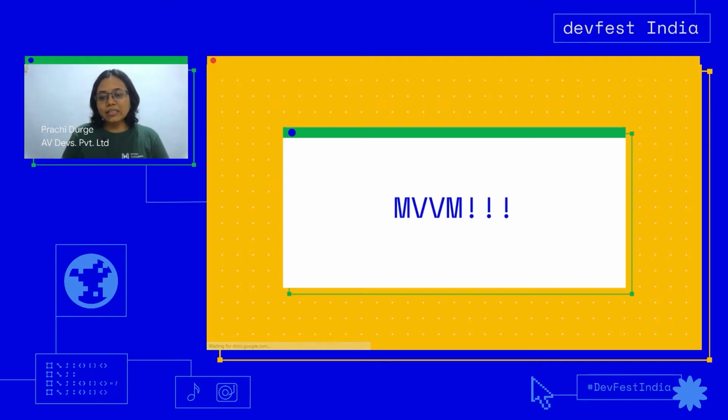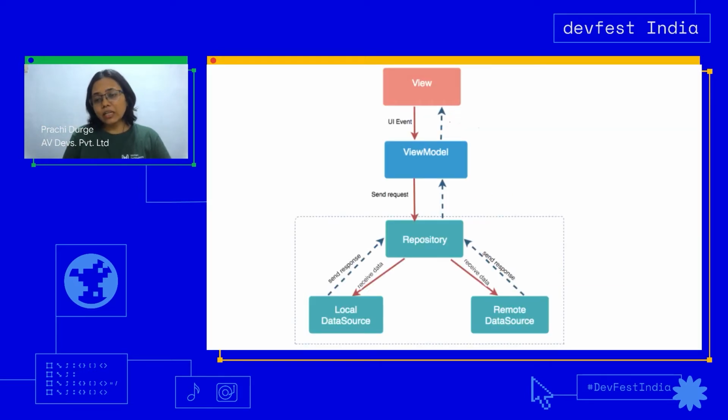And Google has introduced MVVM architecture, which stands for Model View, View Model. What MVVM architecture suggests is that view, that means in our case, activity or fragment, the sole task of activity and fragment is to hold the UI components like buttons, edit text boxes and text boxes and stuff like that. The task of displaying data is delegated to view model.